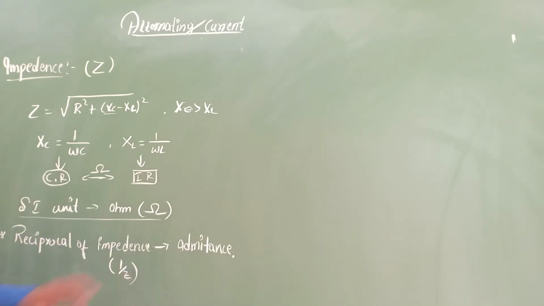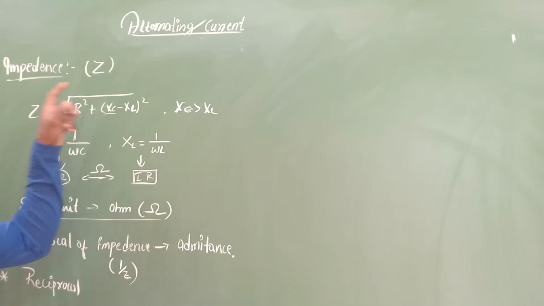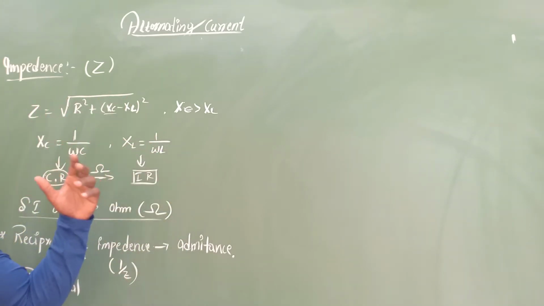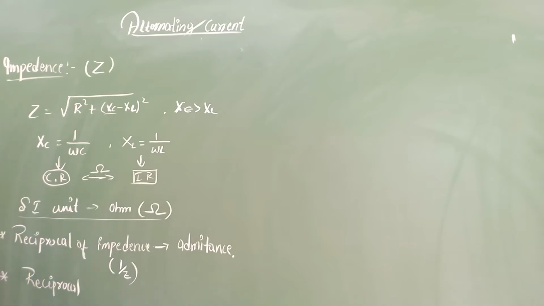Where do all these concepts come in, sir? They will ask in your exam numerical solving. They may ask directly, instead of impedance, find the value of admittance. So what you will do? First you find the value of impedance, then you take the reciprocal of that, and you will get the result. That is nothing but admittance.